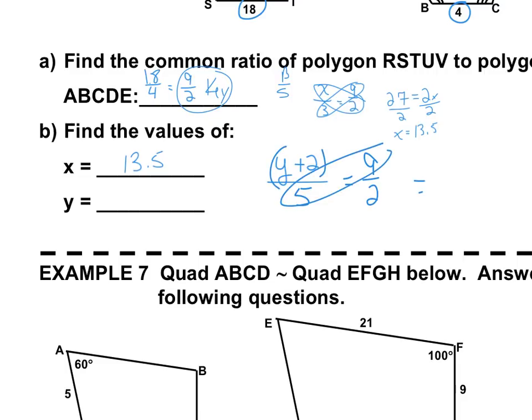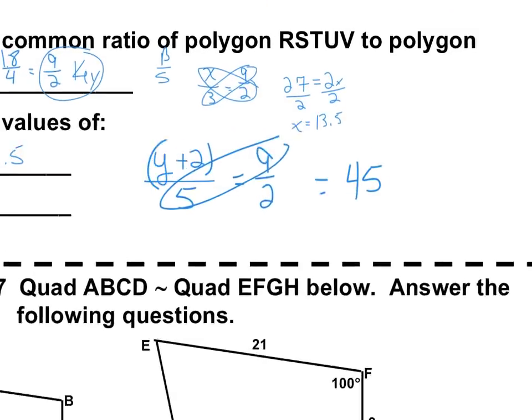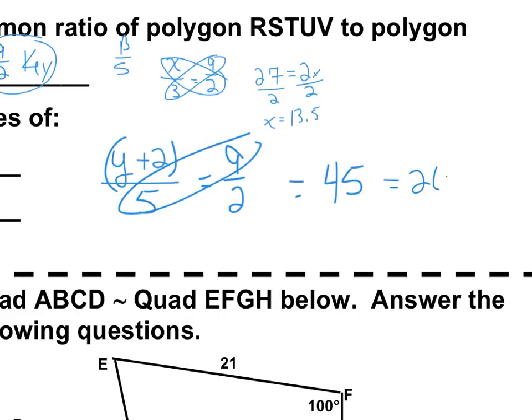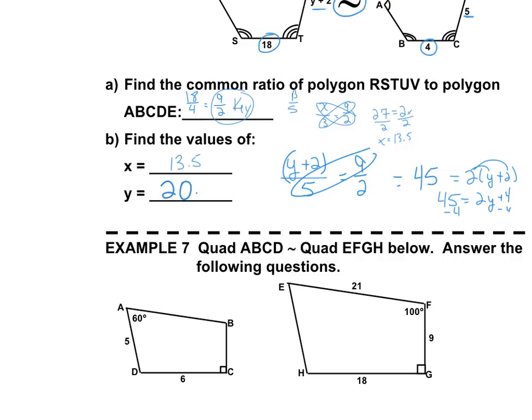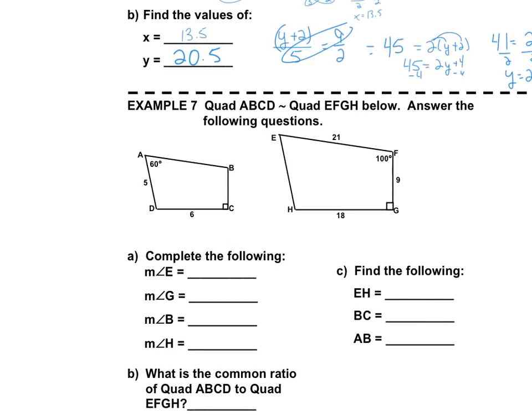That's 9 times 5, which is 45, which is going to equal 2 times y plus 2. So I need to distribute. So 45 equals 2y plus 4. I can subtract 4 from each side, which is 41 equals 2y. And then when I divide both sides by 2, I get y is 20.5. So just set up your ratios, find that key, and set it equal to the ratios from the other sides that we're missing.